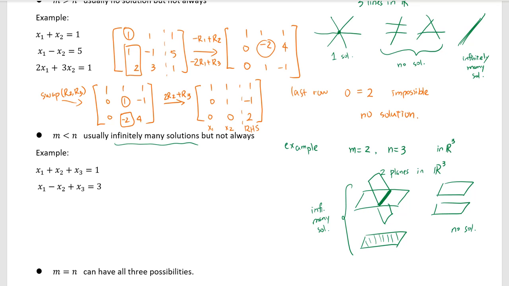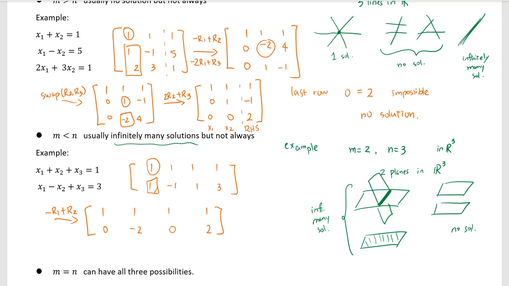Okay, let's look at this example. We can write the augmented coefficient matrix. We have 1, 1, 1, 1, 1, minus 1, 1, 3. Use this to cue the entry below it. So we have minus R1 added to R2. 1 minus 1 is 0, 1 minus 1 is 0, minus 1, negative 2, and 3 minus 1 is 2.